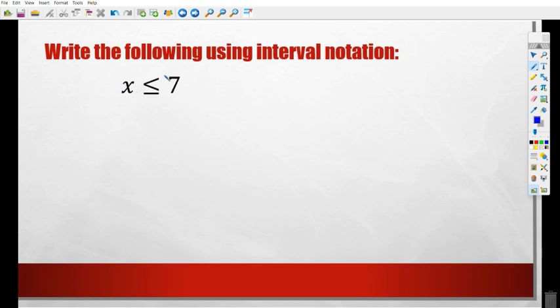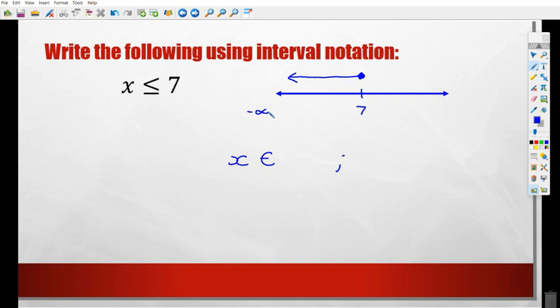Now it says x is smaller than or equal to 7. I'm going to go a little bit quicker this time. Draw a nice number line, and then I'm going to label 7 here. Am I including 7? Yes, I am. And x is smaller than 7. There's my number line. Let's do interval notation here. x is an element of. Put my colon. Where's x going to? It's going all the way to negative infinity.